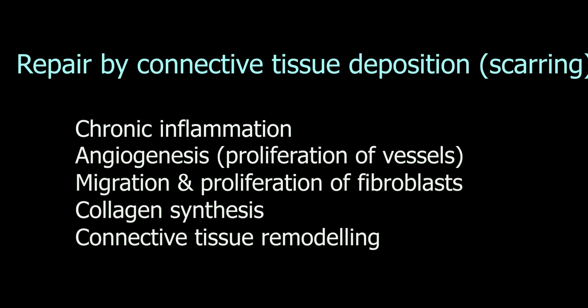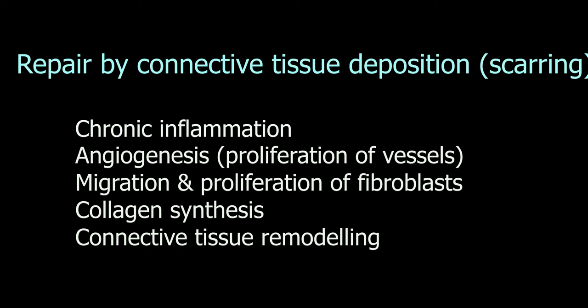So the process of repair by connective tissue scarring occurs where you have quite extensive damage to an epithelium that's not possible to be remodeled. And so what your body does is to replace that with scar tissue. And the process follows these steps no matter where it occurs in the body.